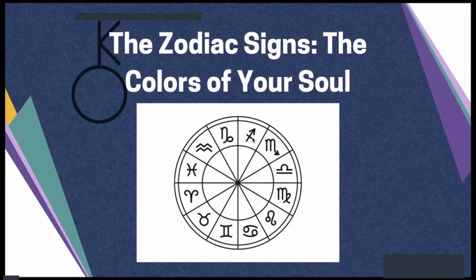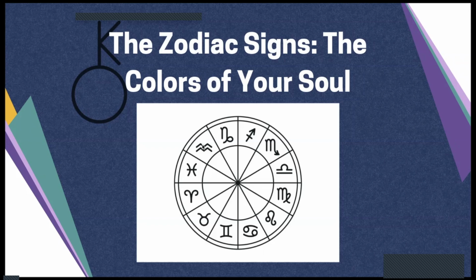So that means Saturn rules the 10th house and the 11th house, which means Saturn rules both Capricorn and Aquarius. In modern times, Aquarius is ruled by Uranus.